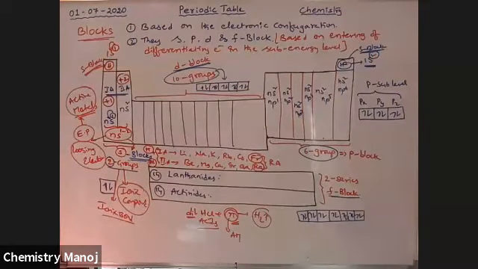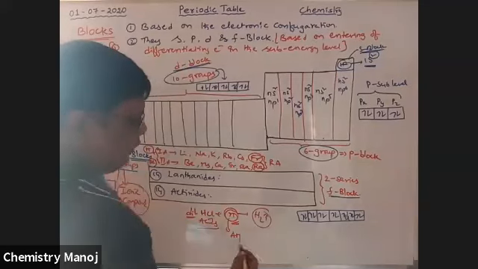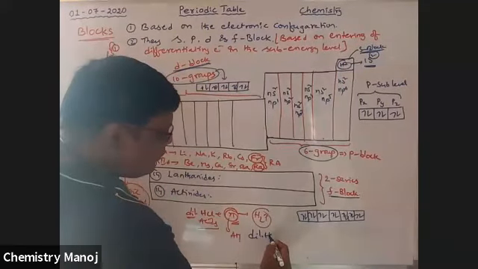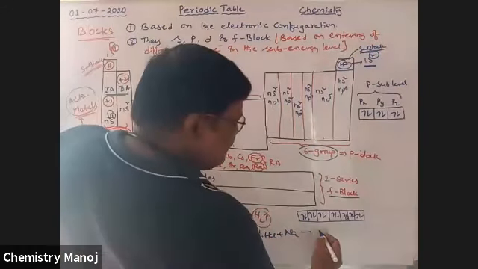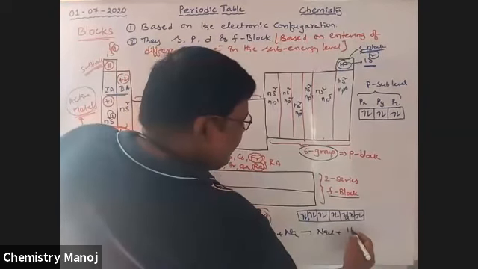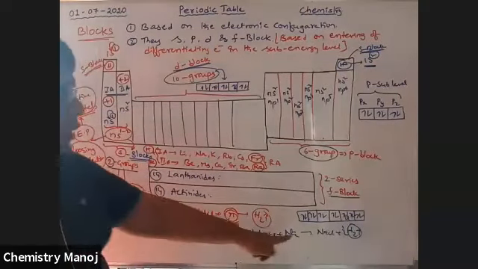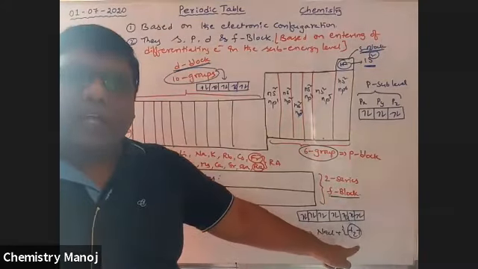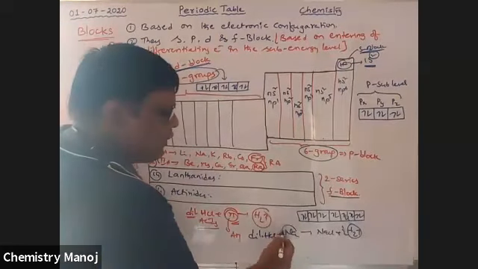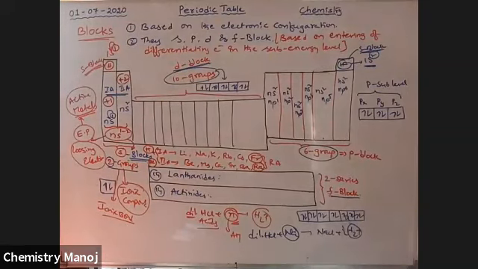Most of the S block elements are active metals. When dilute HCl reacts with sodium metal, it gives NaCl and liberates hydrogen gas. Any metal which reacts with a dilute acid, not only HCl, any dilute acid, if it liberates hydrogen gas, is automatically called an active metal. Like this, the remaining elements are also possible. That's why S block elements are active metals.